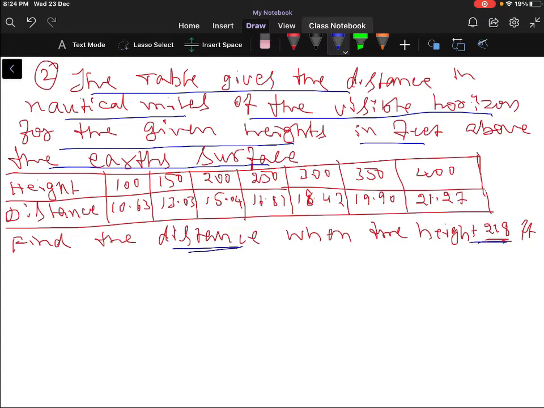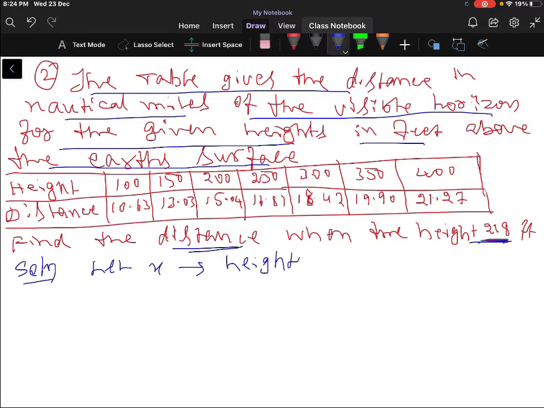Here you have to find the distance when the height is 218 feet above the earth surface. So let us move to the solution.